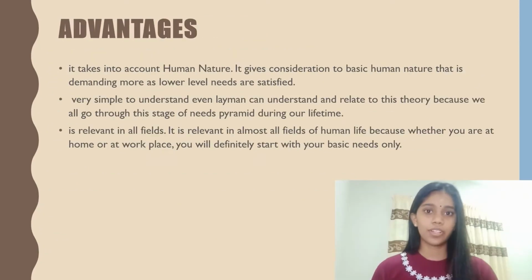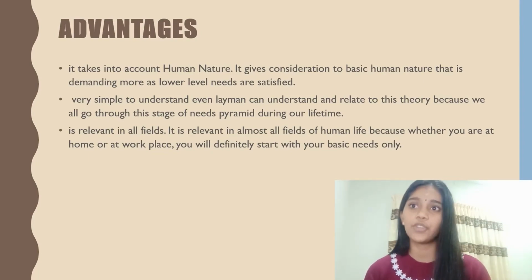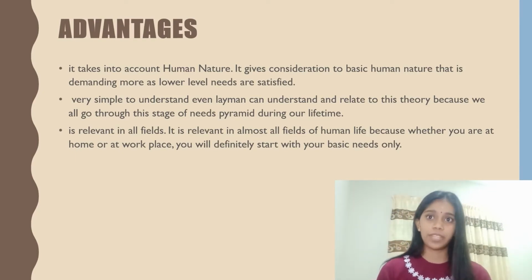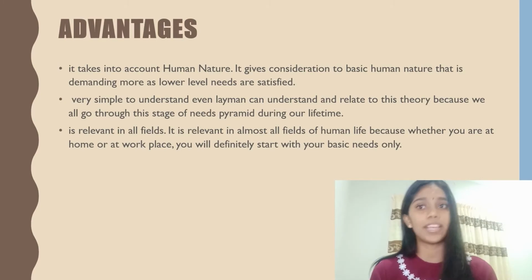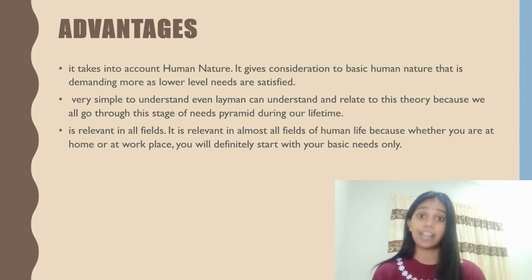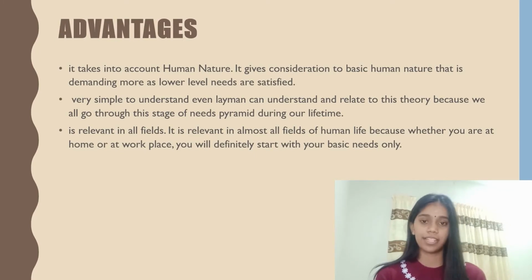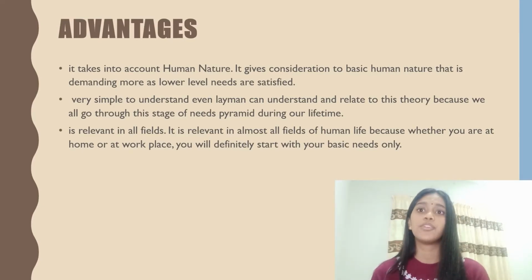The second part is about the advantages and disadvantages of this theory. The first one is advantages. There are three advantages, the first being that it takes into account human nature. It gives consideration to a basic human nature that is demanding more as lower level needs are satisfied. And the second one is that it is very simple to understand, even a layman can understand this theory, because we all go through this stage of the needs pyramid during our lifetime.